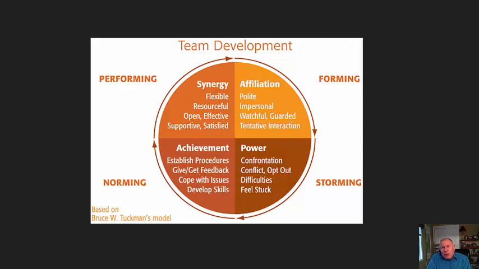Then we move to storming. And when you get into storming, there's confrontation, conflict. Some people opt out, don't want to participate. There can be difficulties. It seems like no progress is being made, that you're stuck in a rut. Then when you go back to norming, established processes are in place, there's feedback, you know how to cope with issues, develop skills, and then when it becomes performing, it's flexible, resourceful, open, effective, supportive, and more satisfied. So you really come into this equation being somewhat a little skeptical and working your way through. So that's one look at that.